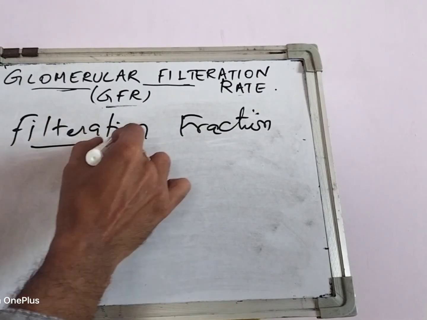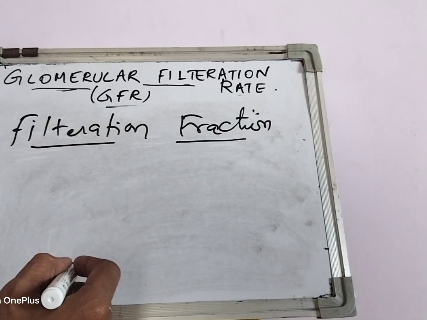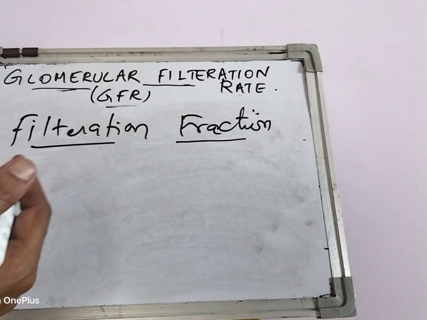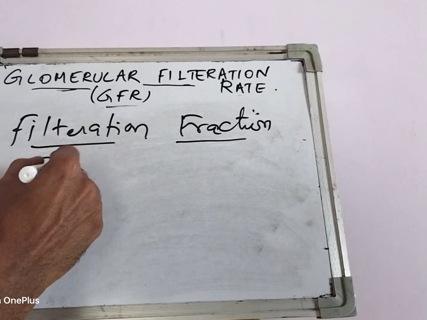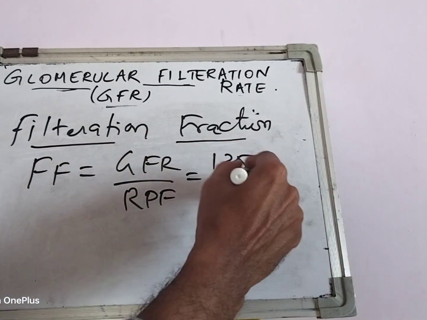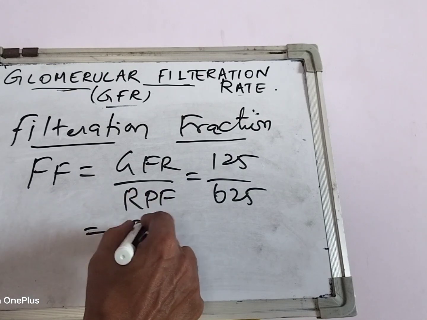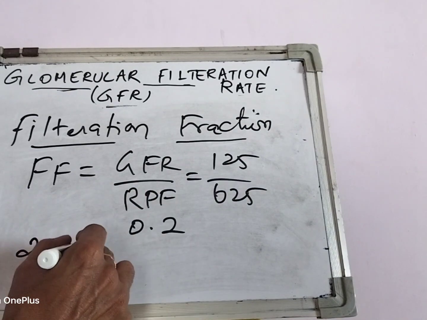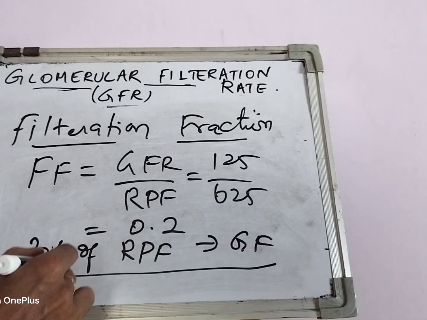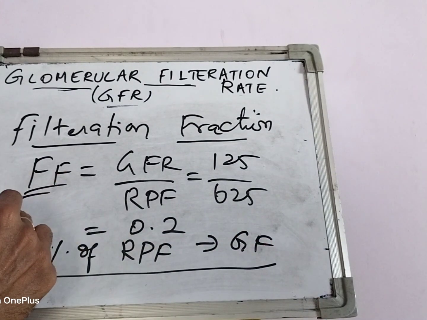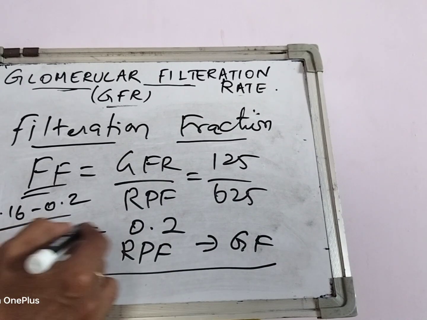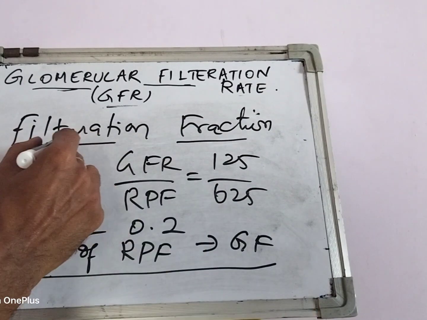Now what is filtration fraction? It is the fraction of renal plasma that is filtered. We said the glomerular filtration is the ultrafiltrate of plasma. Now we want to know what fraction of plasma is filtered. So filtration fraction is given by GFR by renal plasma flow. If we take GFR as 125 and renal plasma flow as 625, the value comes around 0.2. That means 20% of renal plasma flow is filtered as glomerular filtrate. Usually filtration fraction is expected to range from 0.16 to 0.2, that is 16 to 20% of renal plasma flow is filtered as glomerular filtrate. This is the value of filtration fraction.